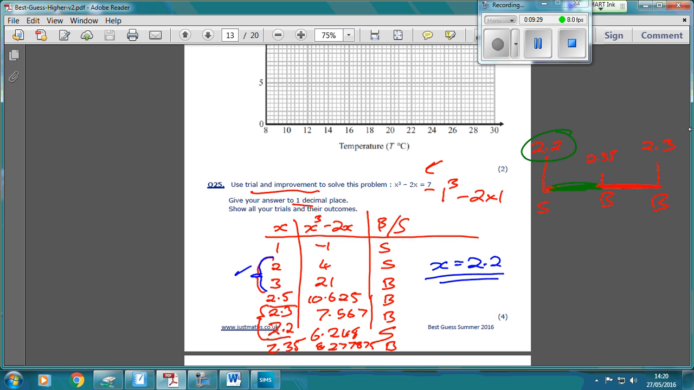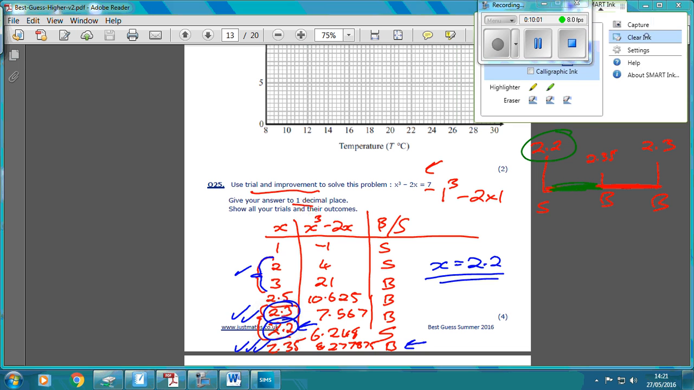Our second mark was for getting a trap between 2.3 and 2.2. Our third mark, which a lot of people forget, is to then try it. Once we've got a trap between 2.3 and 2.2, we try halfway, which is 2.35. And once we've done that, once we've got our 2 decimal places, if it's too big, we go for the smaller one. If it was too small, we'd go for the bigger one. In this case, our one was too big, so we went for the smaller one, so x is 2.2. Quite a nice question to get 4 marks for that one.